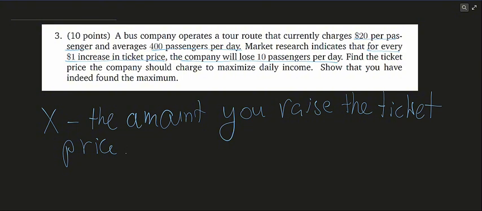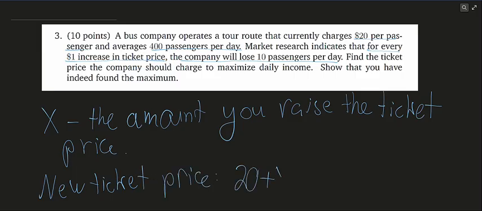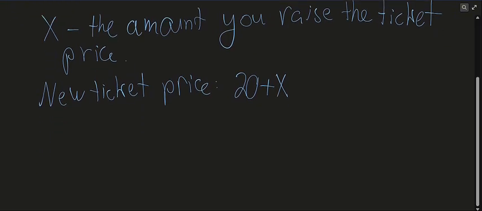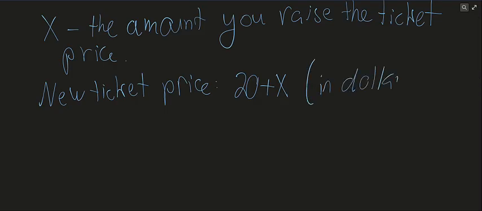Okay. Now, what's the old price? This $20. You jack up your price by X dollars. So the new ticket price is 20 plus X, of course, in US dollars. That's the number of dollars each ticket actually costs now.